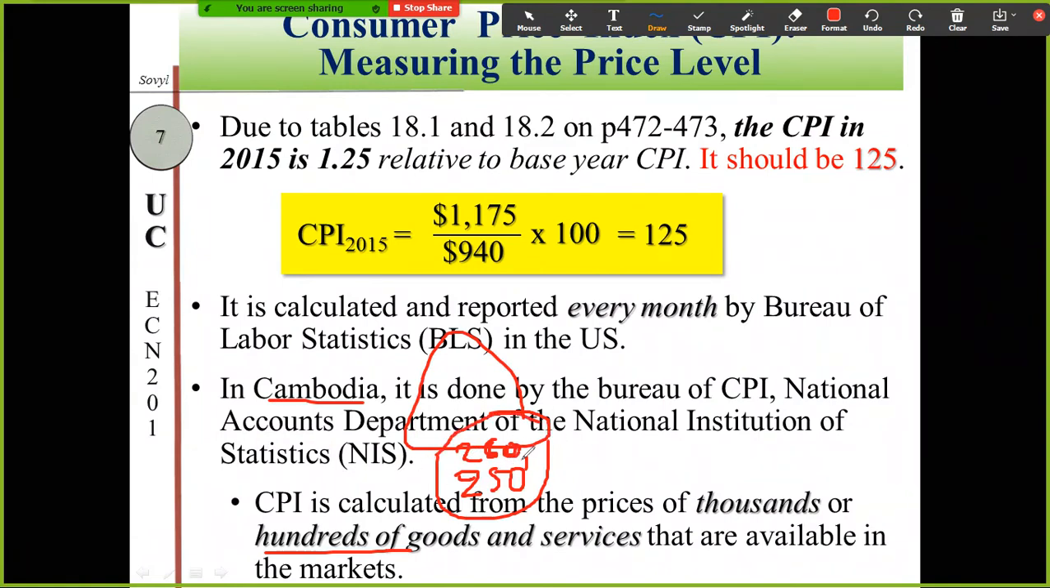So why is it different? Because in some months some products or services are seasonal. They are available only in some seasons or months. That's why normally in Cambodia the standard basket to compute CPI is about 250 to 260, something like this.